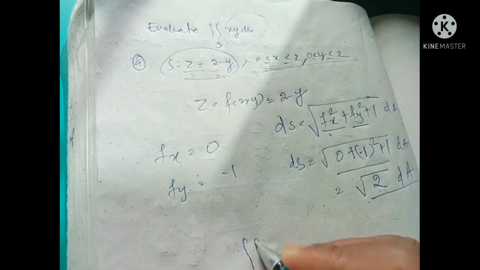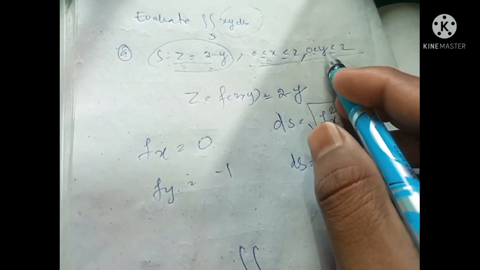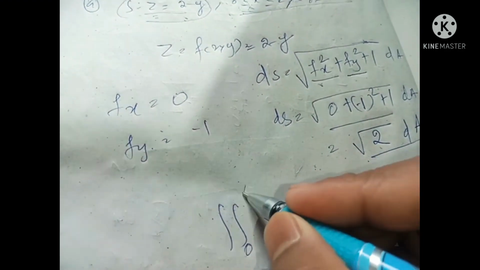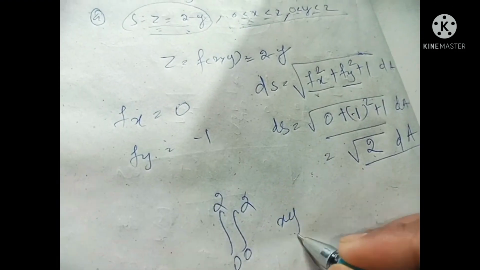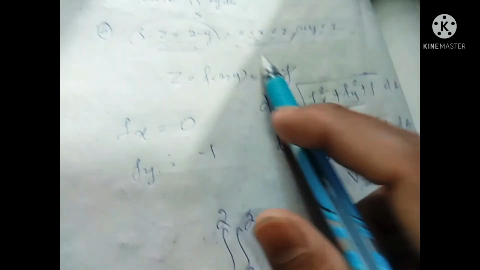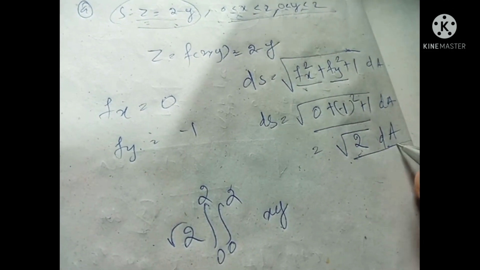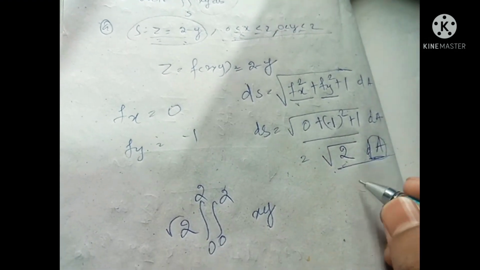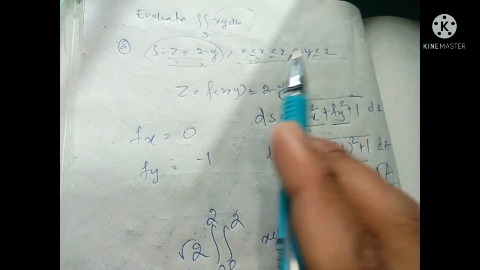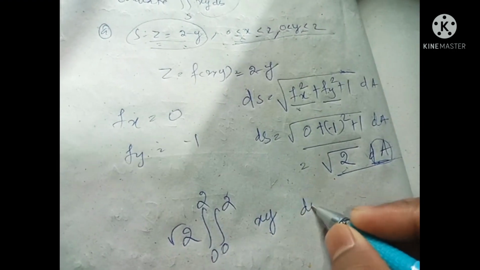Then here it is given that x varies from 0 to 2 and y from 0 to 2. So the integral is xy ds, where ds is root 2 dA. We can project the surface onto the xy plane, after which it is dy dx.